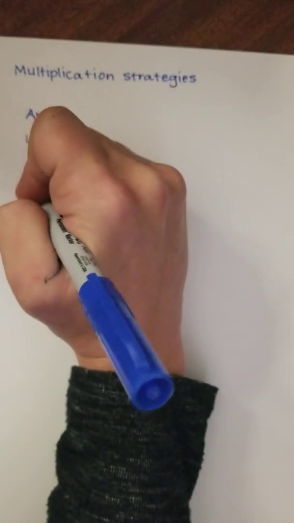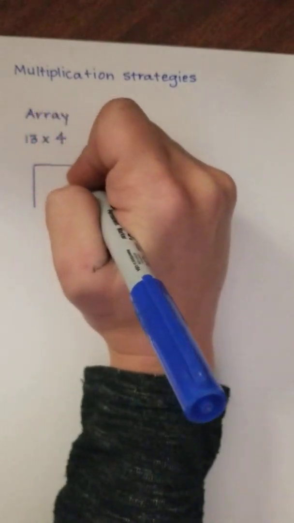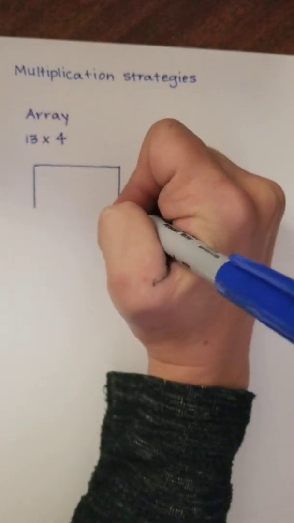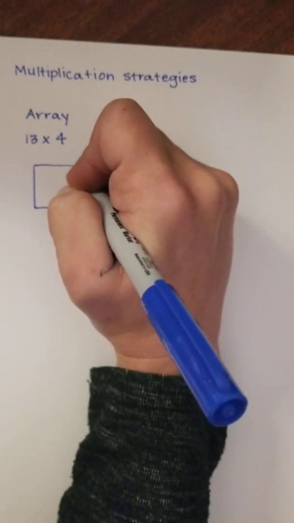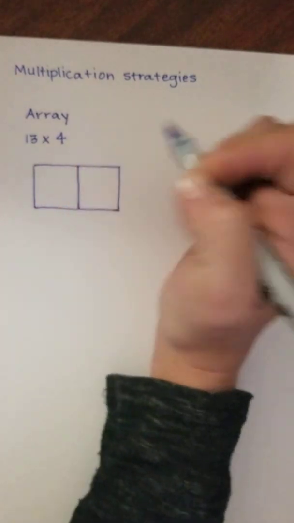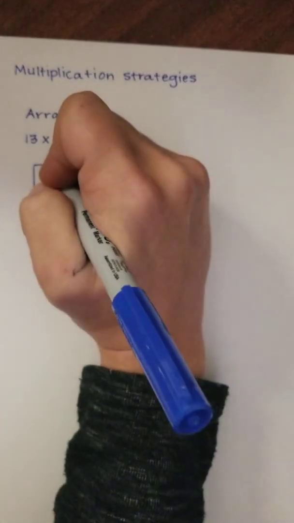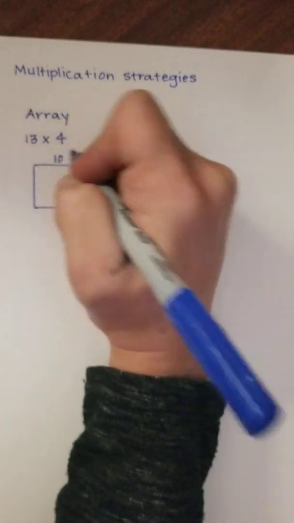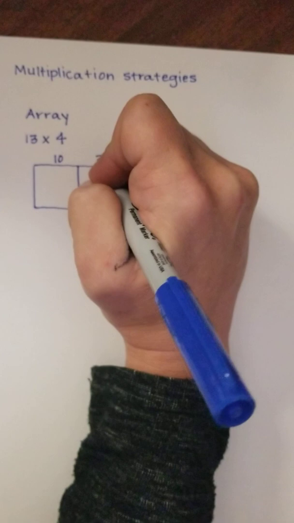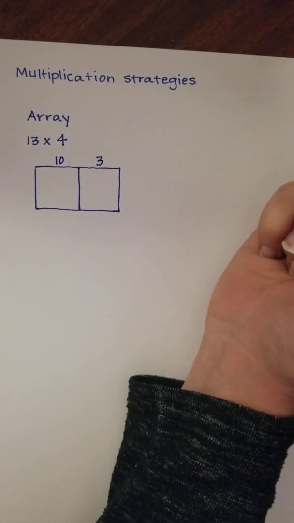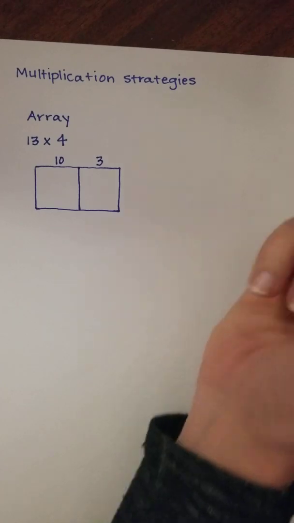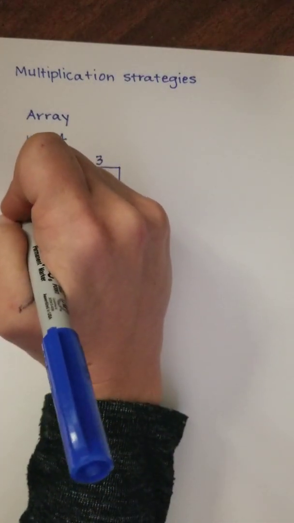So what you do is you create a rectangle box and you split it down the middle. You're splitting it down the middle because you're going to have your 10 on one side and your 3 on the other. And together, 10 and 3 make 13. On the other side of your box, you're going to place the 4.